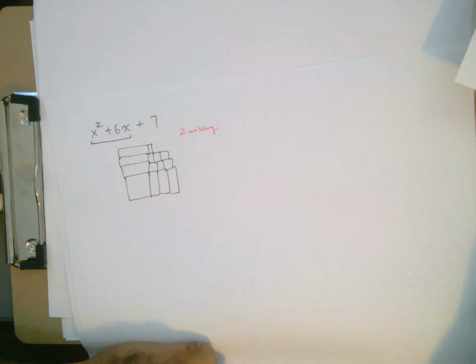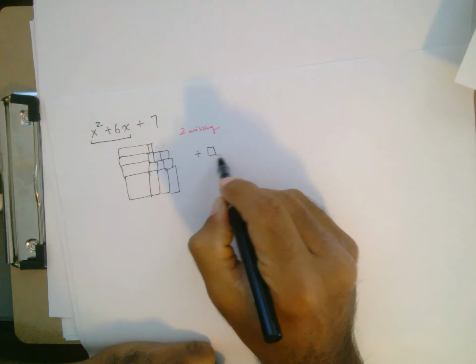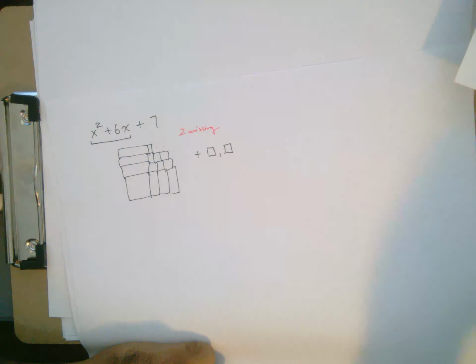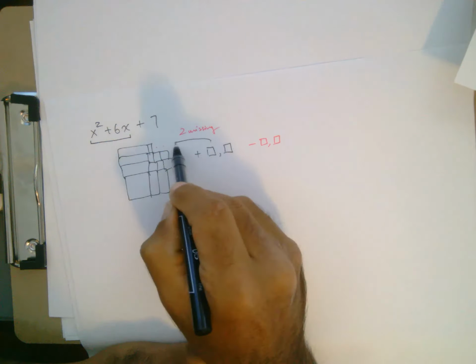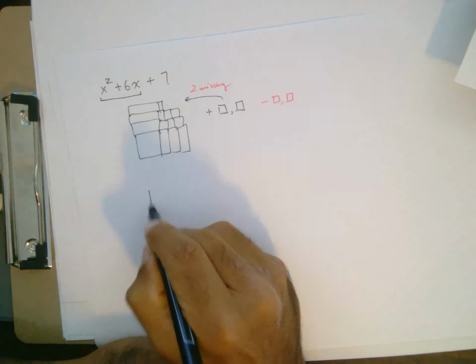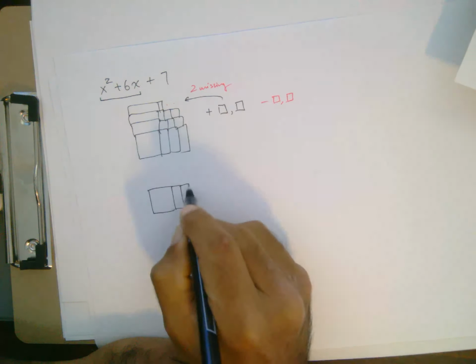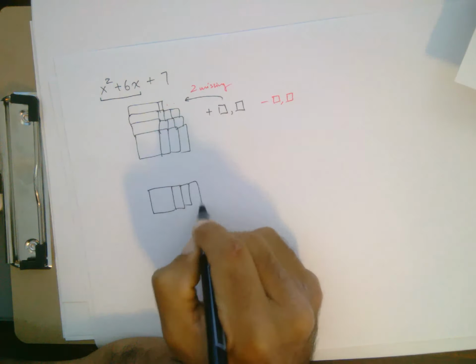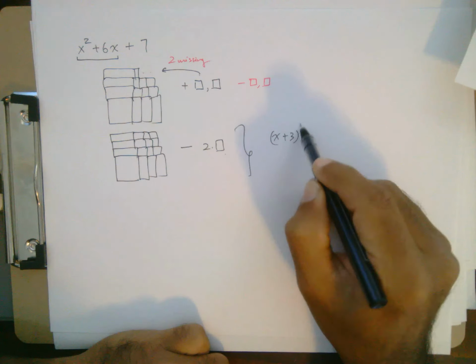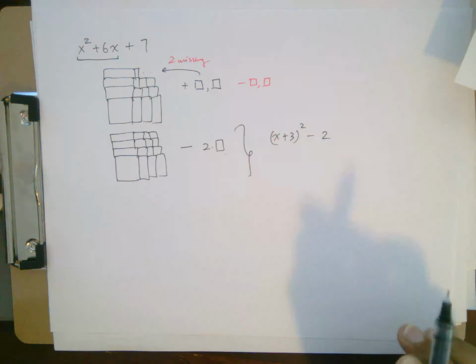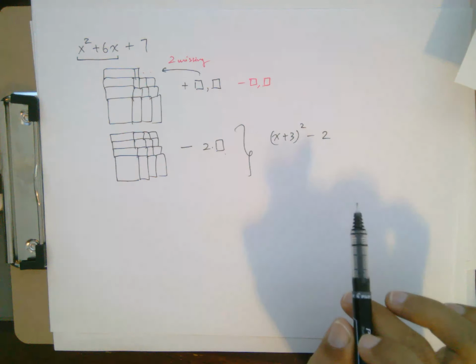There are 2 missing. What I'm going to do is I'm going to add, and then I'm going to subtract. When I add these pieces, I throw them in there, and I get 3 minus 2 of these squares. Now writing this algebraically, that is (x plus 3) squared minus 2. Okay, we have a difference, but it's not the difference of a square.